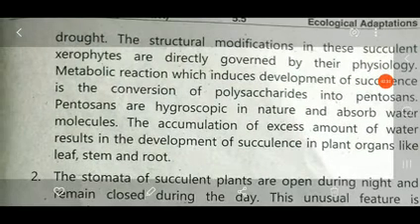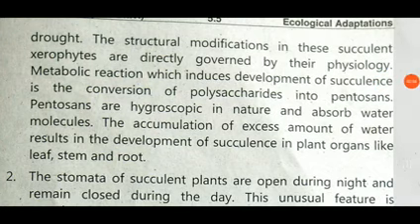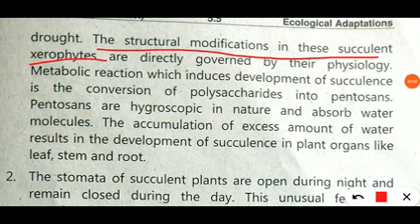The structural modifications in the succulent xerophytes are directly governed by their physiology. As you see, instead of leaves, spines are present. The stems are very thick, covered by bark, as well as succulent, as you see in Opuntia. The root system is well developed, and the vascular bundle is well developed. That is the structural modification. This structural modification in the succulent xerophyte is directly governed by, and dependent on, their physiology.